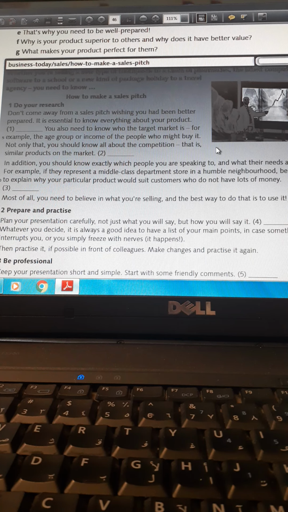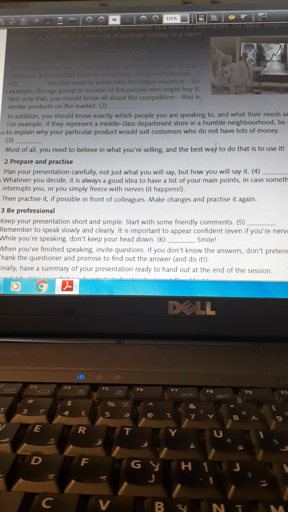In addition, you should know exactly which people you are speaking to and what their needs are. For example, if they represent a middle-class department store in a humble neighborhood, be ready to explain why your particular product would suit customers who don't have lots of money. For example, I'm selling a certain product in this middle-class area. I need to be able to meet their needs and take into consideration the amount of money they can pay.